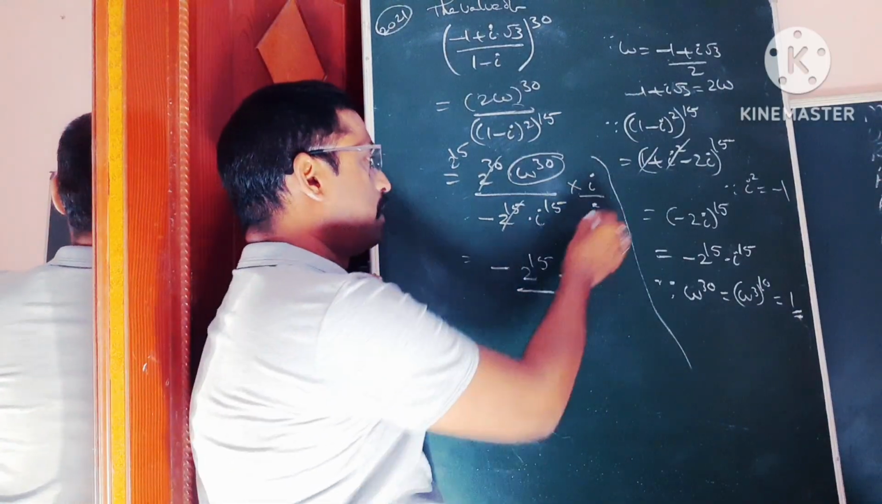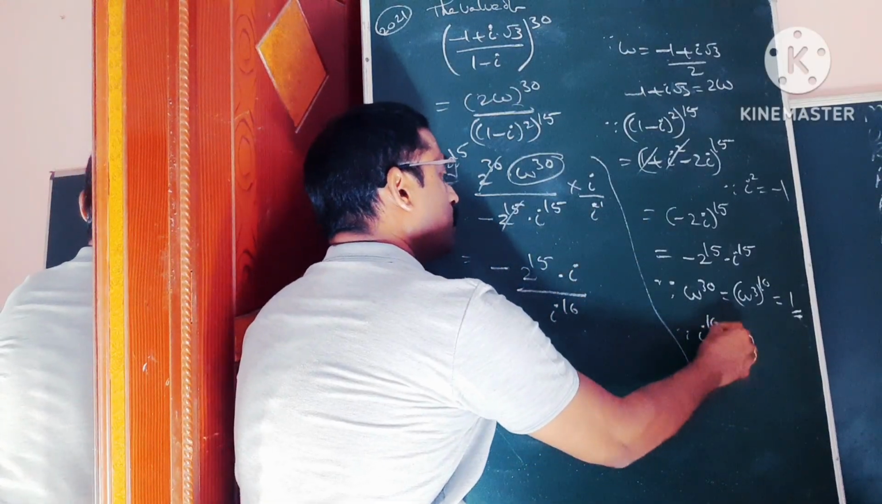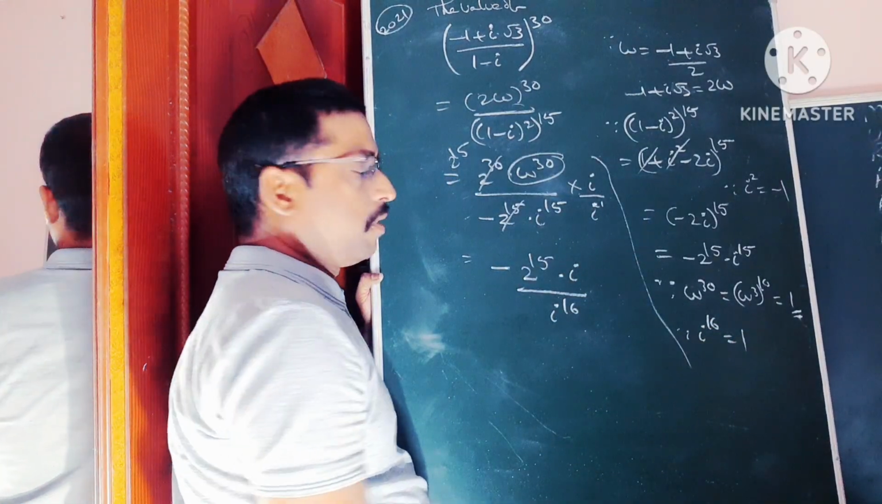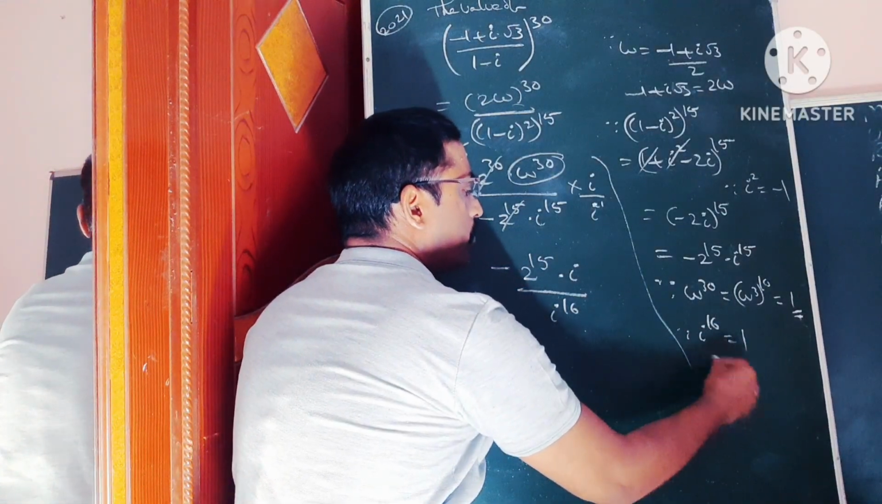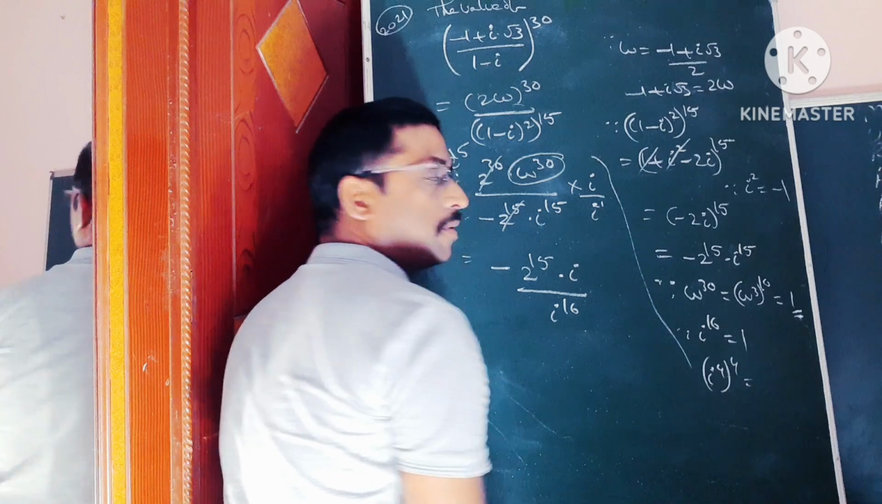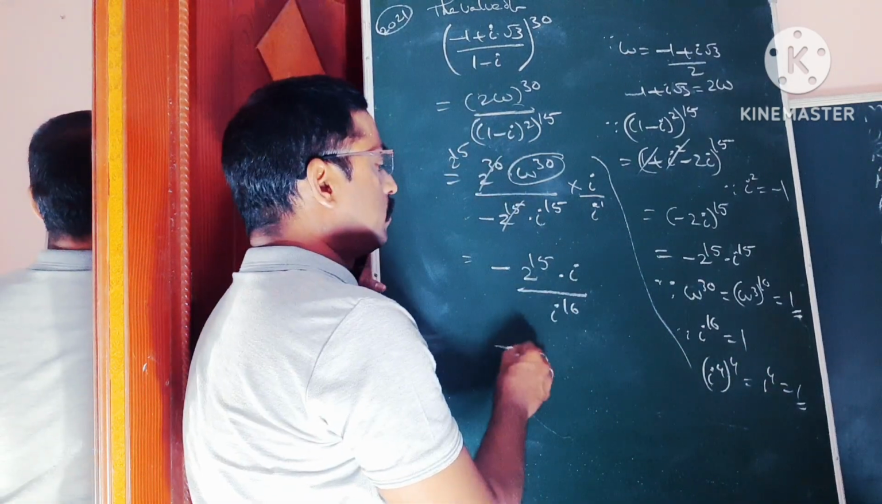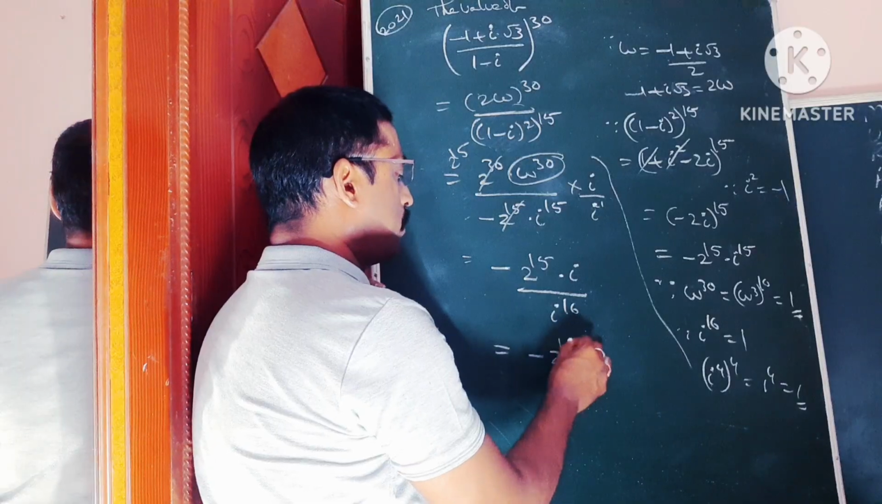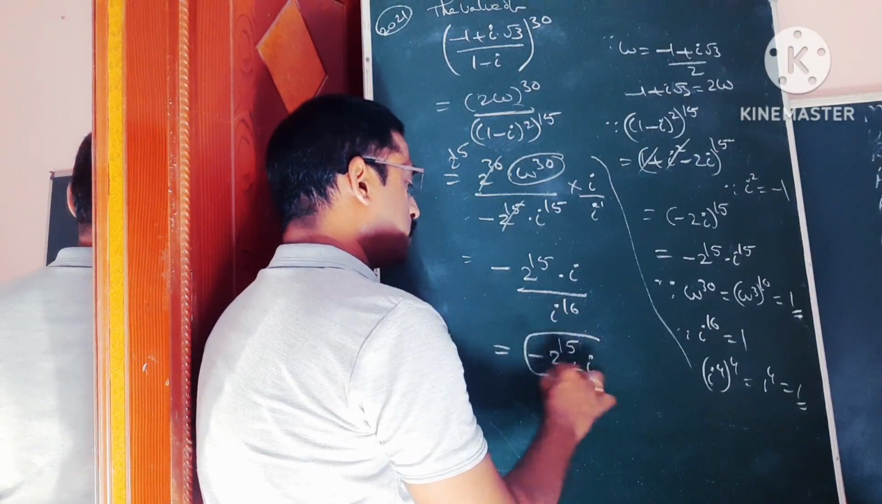I to the power 1, I to the power 16. But I to the power 16 value how much here? 1. Why? Because 16 is multiple of 4. So this is nothing but I to the power 4 whole to the power 4, right? I to the power 4 value 1. 1 to the power 4 is equal to 1. How much we get here? Minus 2 to the power 15 into I. We get this is answer.